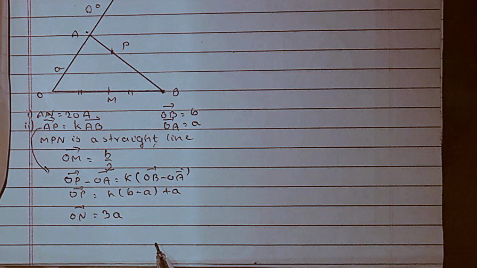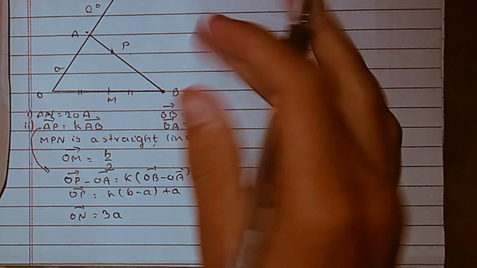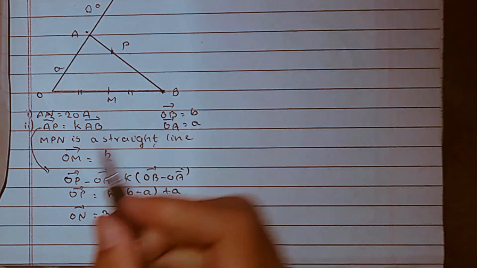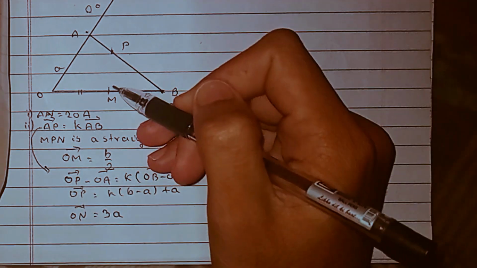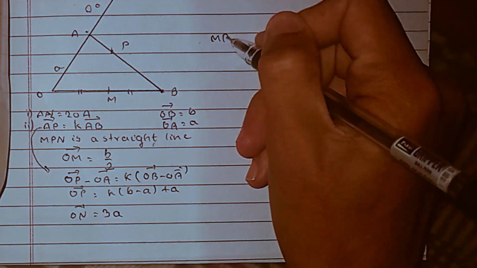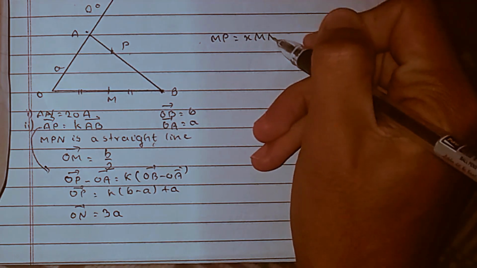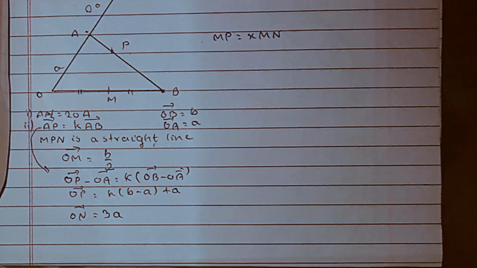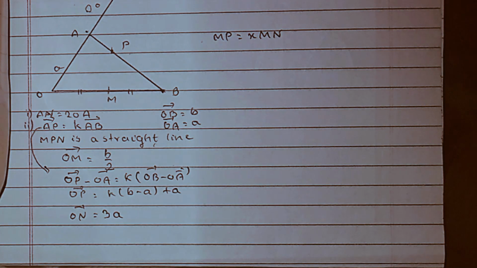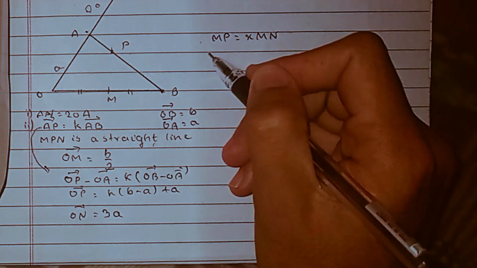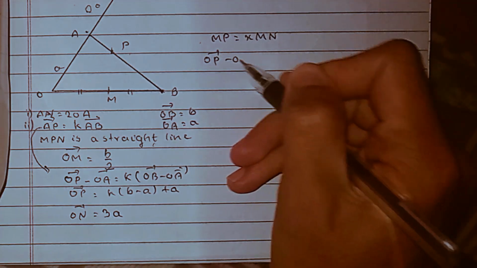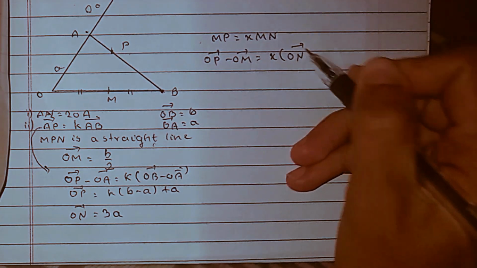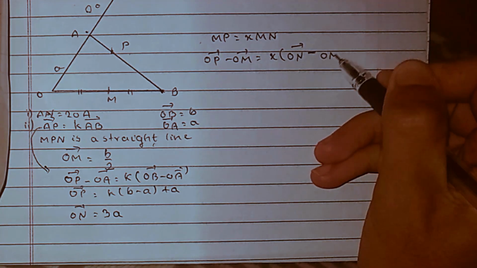Now let's solve it. MP and N lie in a straight line. So what we can write is that MP is equal to x times MN. What we are using here is that MP is collinear with MN, so we are using this equation. Now what is MP? MP means the OP vector minus the OM vector. Similarly, x times MN means the ON vector minus the OM vector.